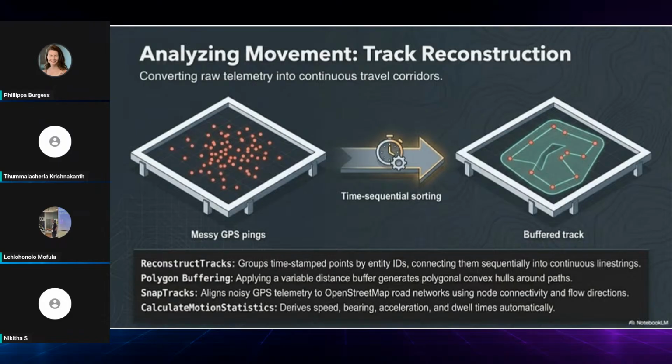So you can reconstruct the tracks, grouping timestamp points by entity IDs, connecting them sequentially into continuous line strings. You've got polygon buffering: applying a variable distance buffer generates polygon convex hulls around paths. Snap tracks align noisy GPS telemetry to OpenStreetMap road networks using node connectivity and flow directions. And then you can calculate motion statistics, which derives speed, bearing, acceleration, and dwell times automatically.